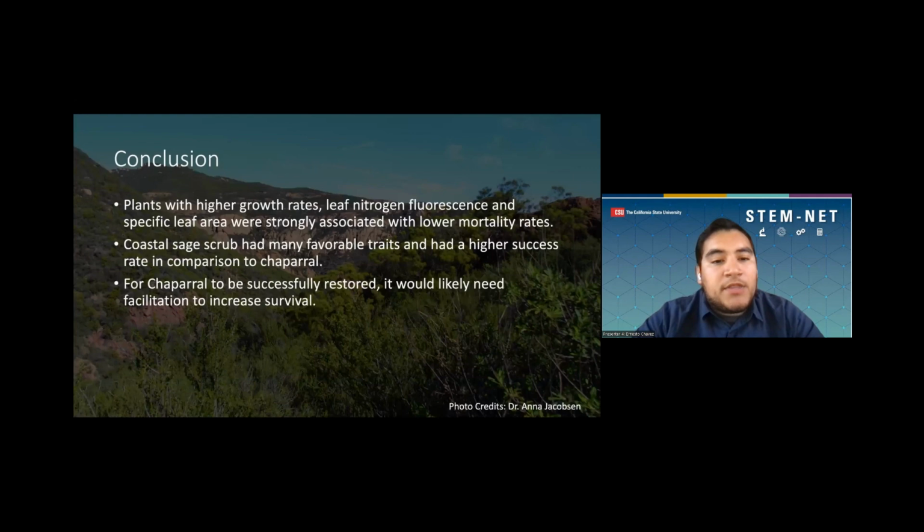So in this study, we found that plants with higher growth rates, leaf nitrogen, fluorescence, and specific leaf area were strongly associated with lower mortality rates. Coastal sage scrub had many favorable traits and had a higher success rate in comparison to chaparral. And for chaparral to be successful in restorations, it would likely need further aid and some kind of facilitation to increase the survival rate.